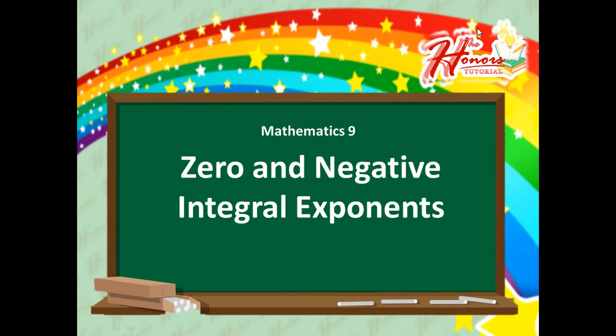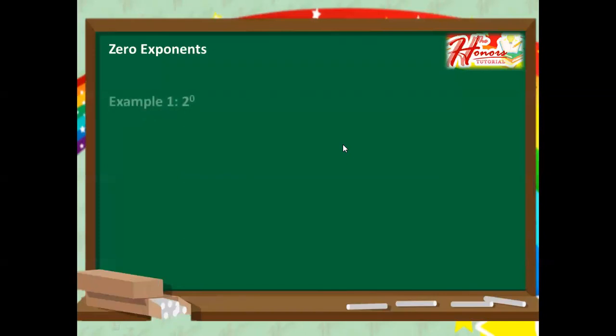Our topic for today is about zero and negative integral exponents. This is under Mathematics 9. Let us have example number 1 for zero exponents. Remember that any number that you raise to 0 is equal to 1. So therefore, the answer for this is 1 automatically.